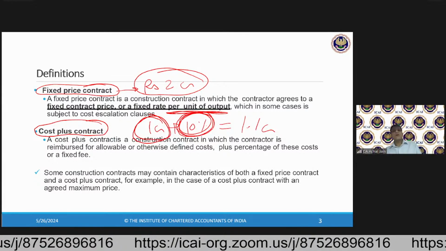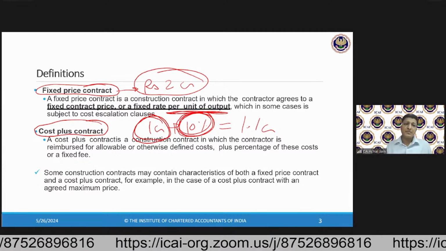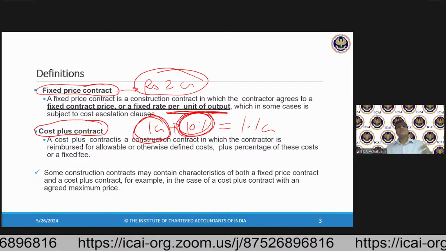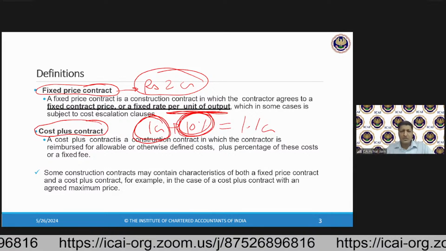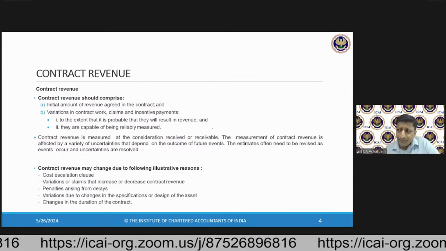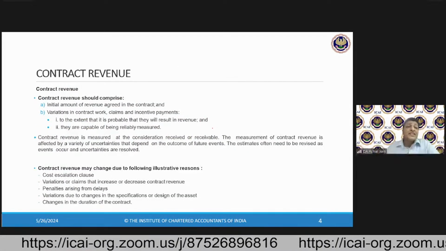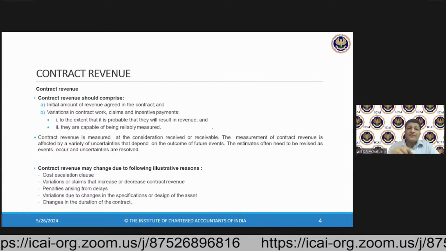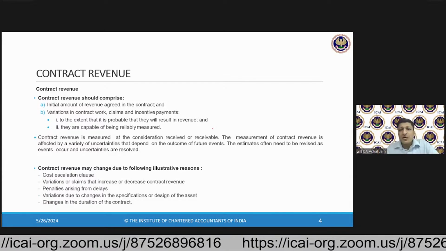And at times a contract may have both these features. It may have some component which is moving into fixed price and some component which is moving into cost plus. Okay, so either of these types are possible. Now, let's talk about this contract revenue. Now, what could this contract revenue really comprise of?